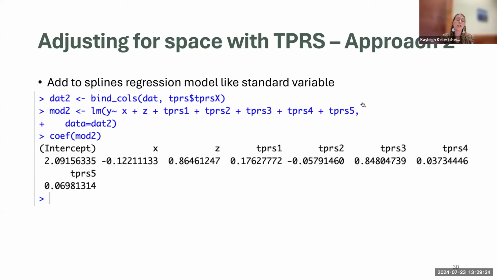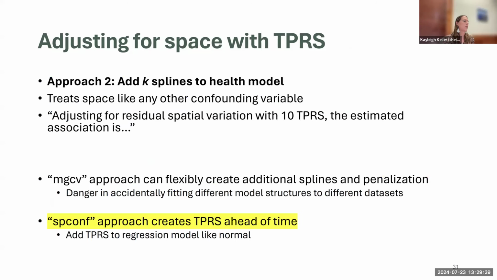If you're working with a larger project team, this might be helpful because you could have a team member create the splines and then everyone use those variables in analysis, as opposed to having to create it on the fly all the time. So this is the approach that I would recommend if you want to include splines in your analysis: follow that spconf approach, where you create the TPRS ahead of time, and then you can just add it to the regression model like normal.